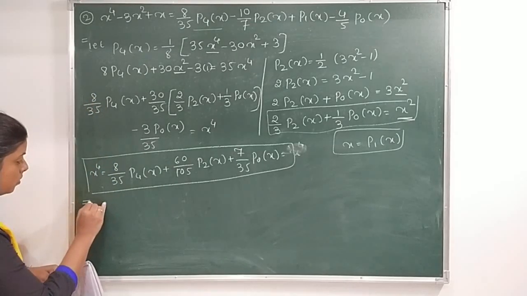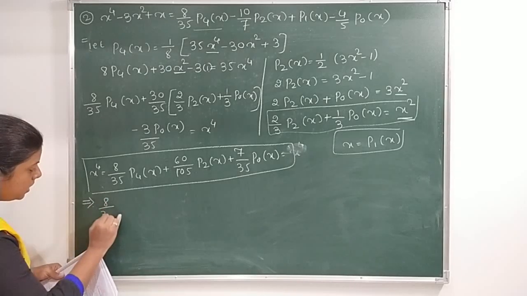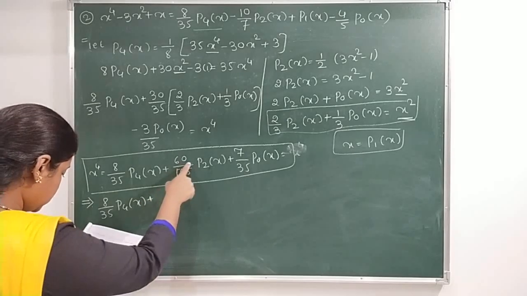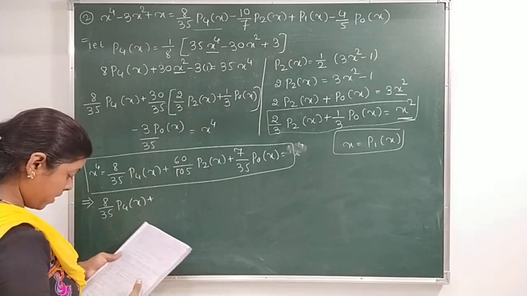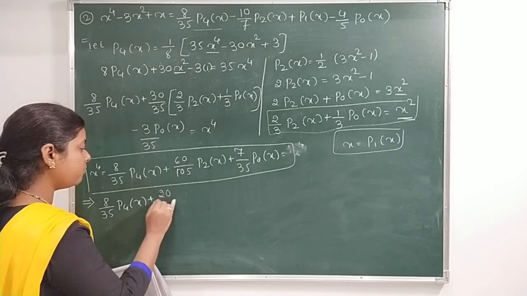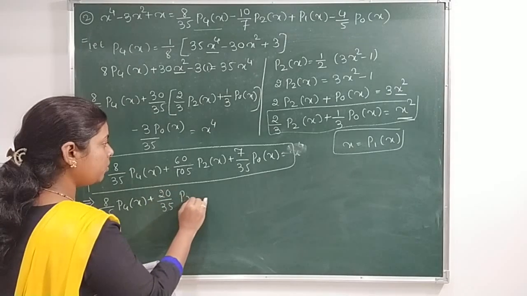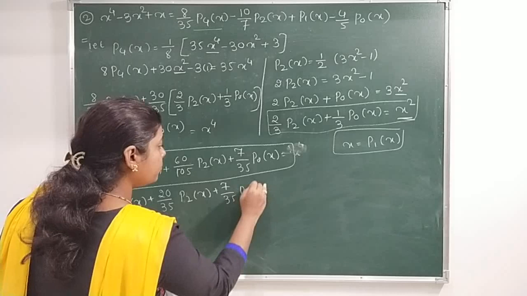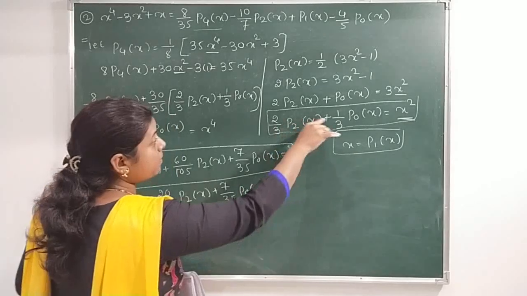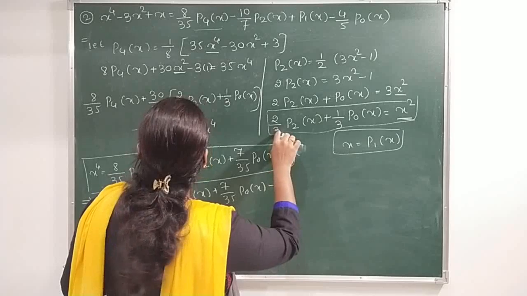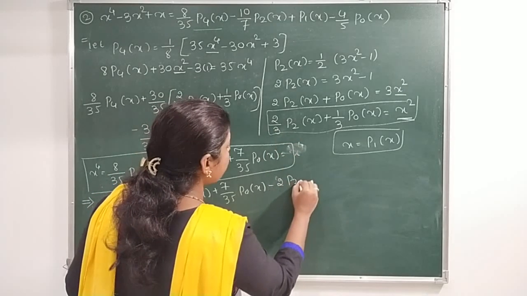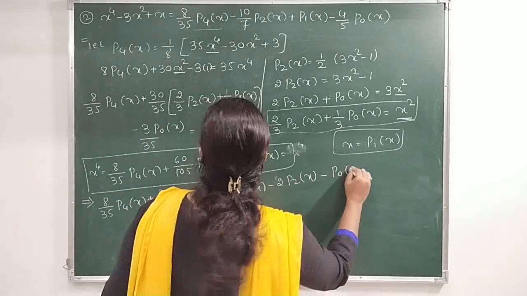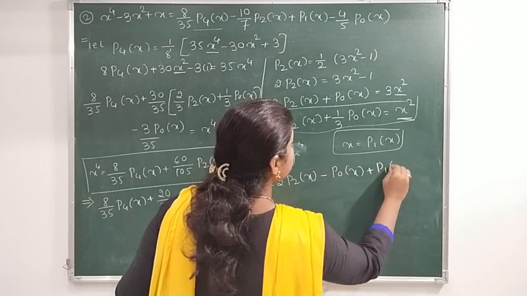Now this becomes 8 by 35 P4 of x plus 60 divided by 105, which is nothing but 20 divided by 35, P2 of x plus 7 divided by 35 P0 of x. Minus 3 is multiplied with this x square term. 3 gets cancelled, here it becomes a 2, P2 of x. Minus is multiplied for both the terms. Again 3 gets cancelled. P0 of x plus P1 of x.